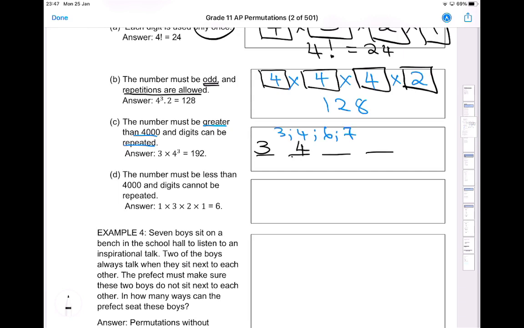And after filling up that position, you still have 4 digits left. And so you can fill this one up in 4 different ways. And you still have 4 digits left. And so you can fill that one up in 4 different ways. Then multiply these numbers and you will get your answer. And that answer should be 192.